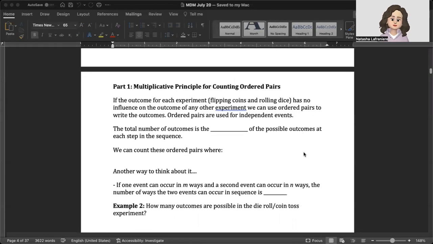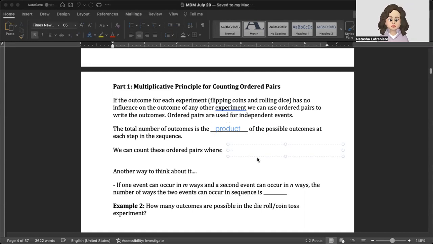So we've got part 1, which is the multiplicative principle of counting ordered pairs. So if the outcome for each experiment, such as flipping coins and rolling dice, has no influence on the outcome of any other experiment, we can use ordered pairs to write the outcome. So ordered pairs are used for independent events. So the total number of outcomes is the product of the possible outcomes at each step in the sequence.